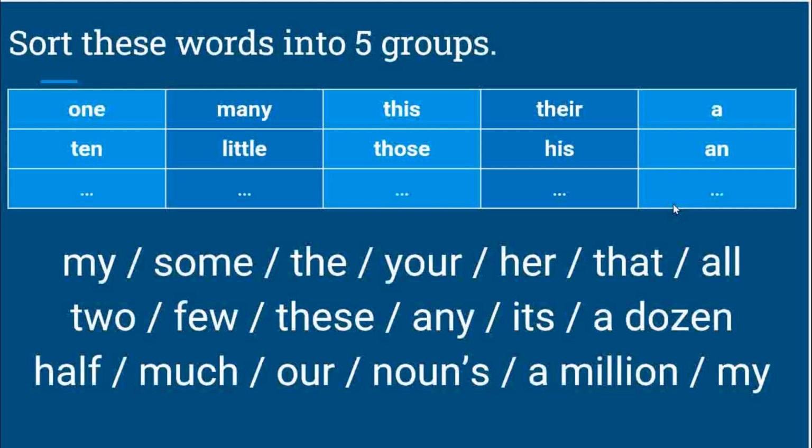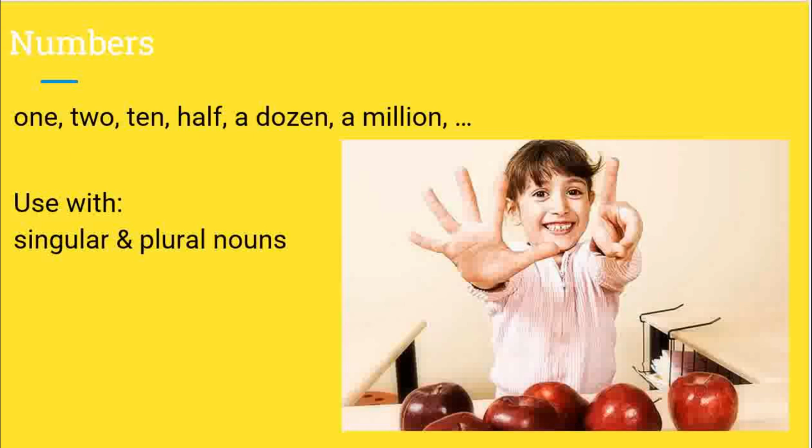Okay, are you ready? Let's look at the 5 lists. First, these are the numbers. Of course, we have many more numbers than these. Do you know all these numbers? What is a dozen? A dozen means 12. When you buy donuts, a box of donuts has a dozen donuts inside, right?